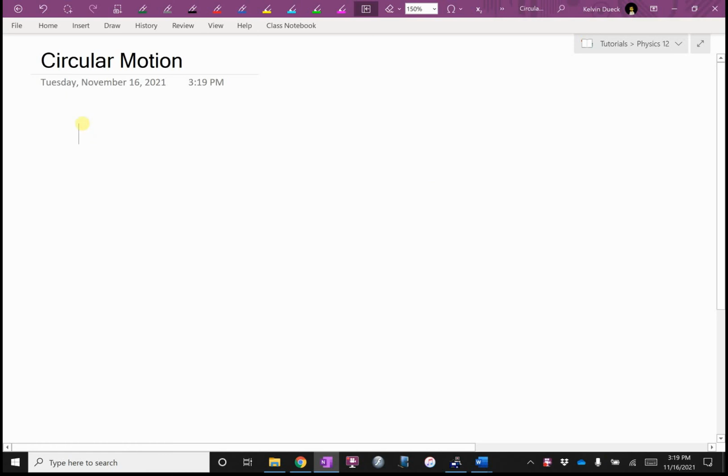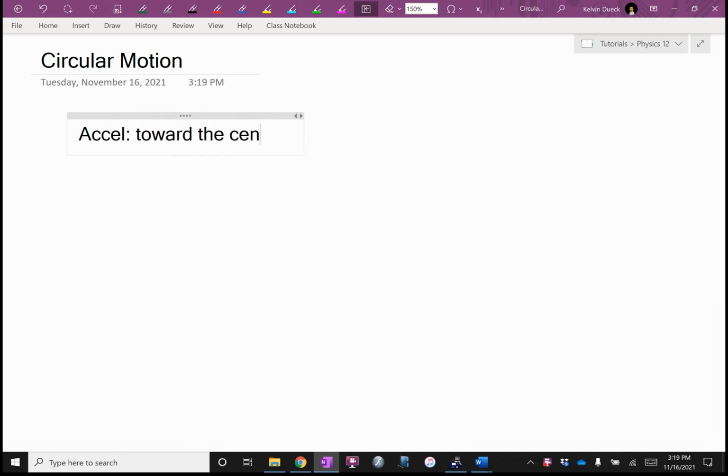Some key ideas for circular motion. If you're moving in a circle, what direction is your acceleration? Toward the center, or inwards. What direction is the net force? FC.